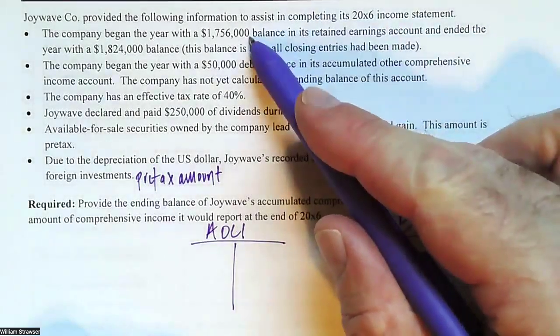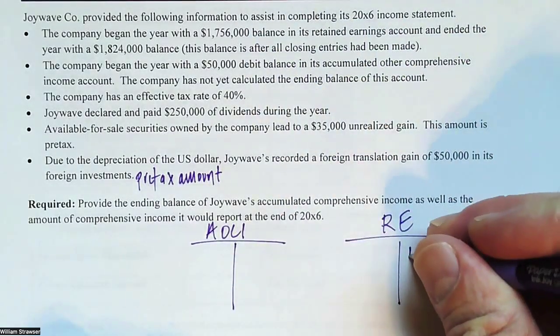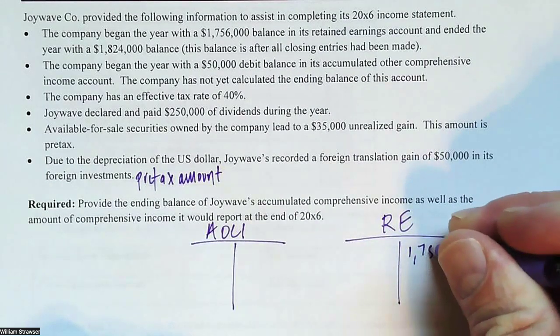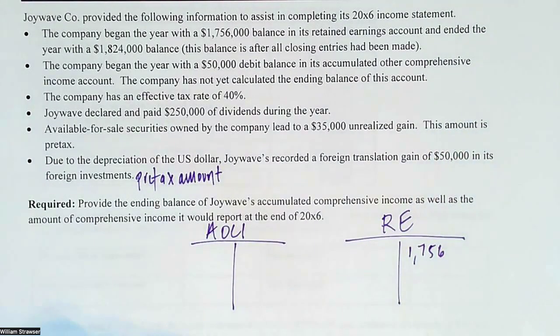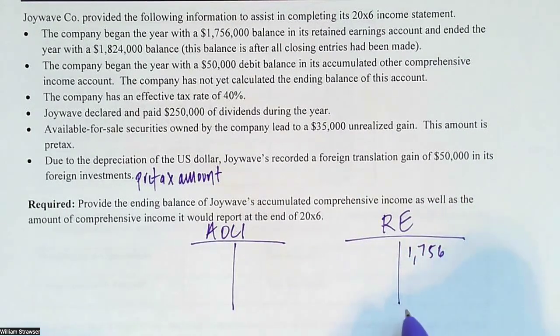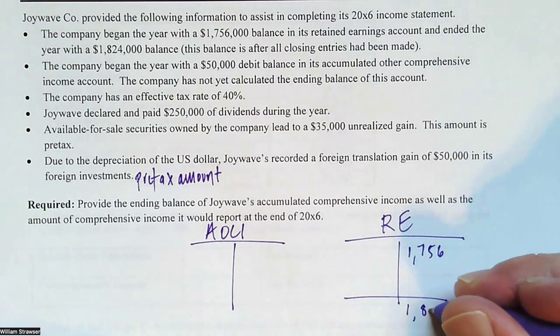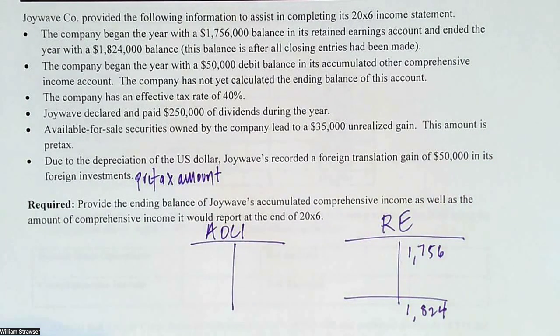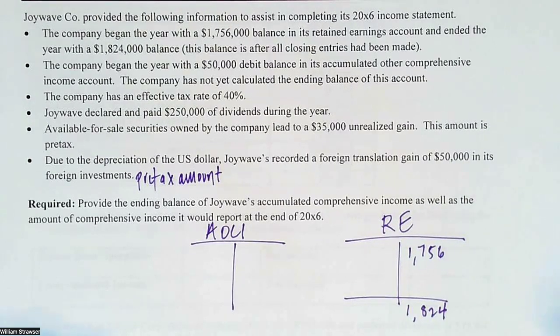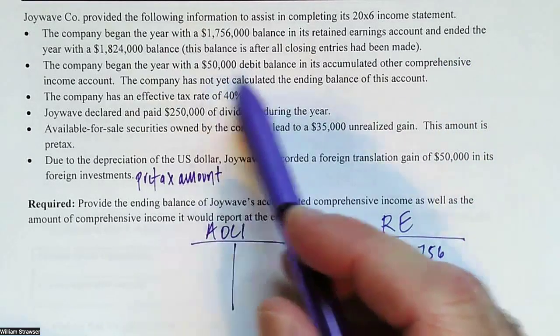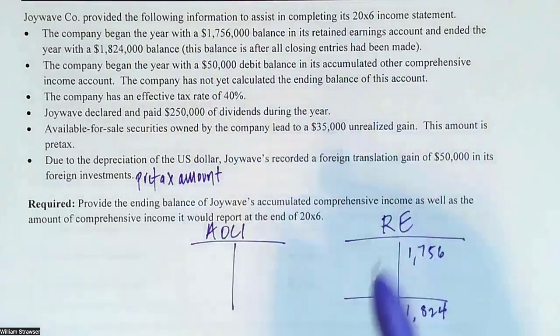It began the year with $1,756,000 in the retained earnings account. I'll just drop the zeros. And then it ended that year with a balance of $1,824,000. So there is some information that's missing. We have some of it. We may have to figure out other pieces, but right now I'm just filling in what the bullet points tell me. AOCI begins with a $50,000 debit balance.